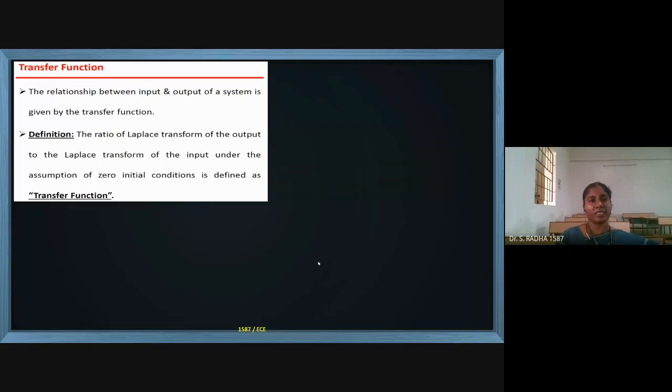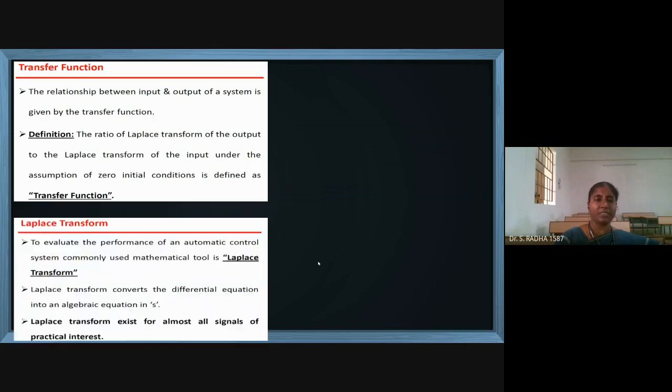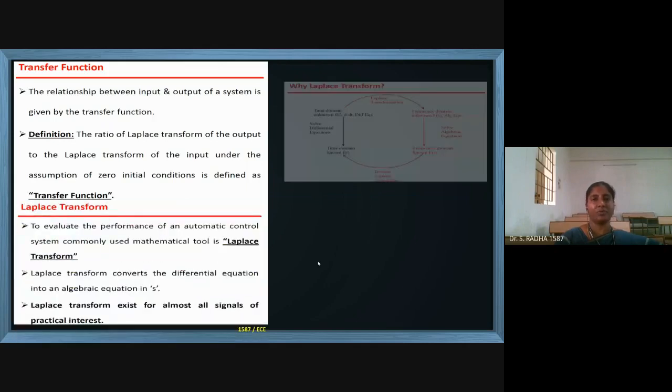Now I am going to explain transfer function. This is a terminology or phenomenon which relates input and output in a system. And the definition is Laplace transform of output by Laplace transform of input.